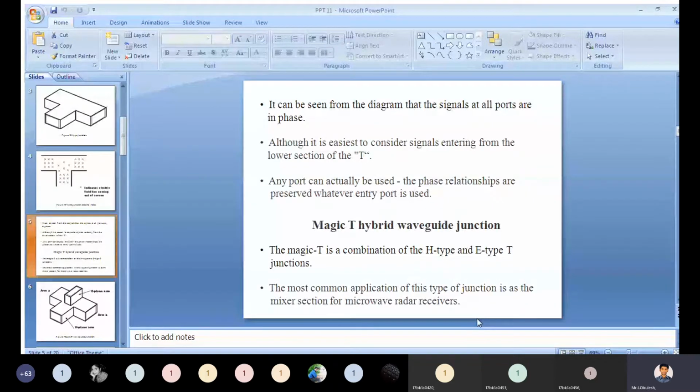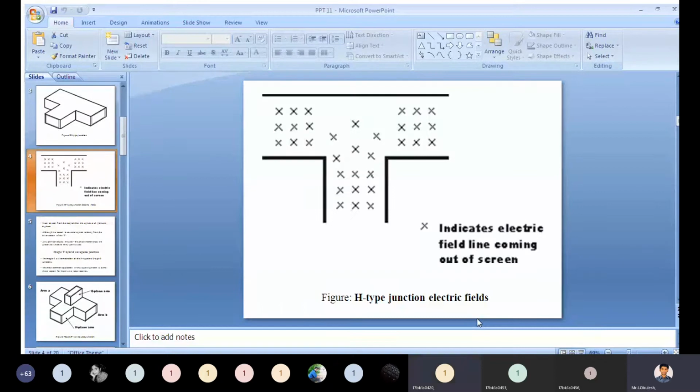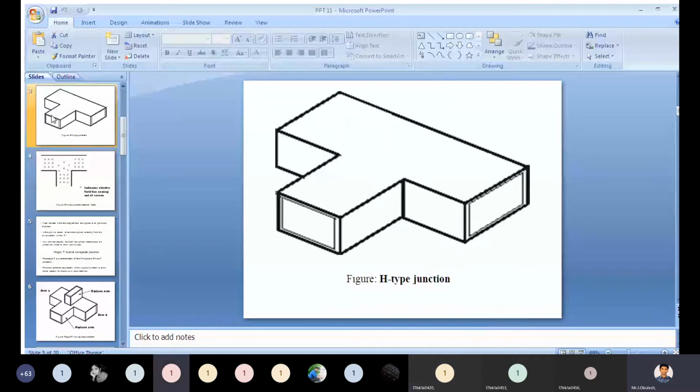And it can be seen from the diagram that the signals at all ports are in phase. Here we have the diagram. So in this, all the signals at all the ports are in phase with each other.